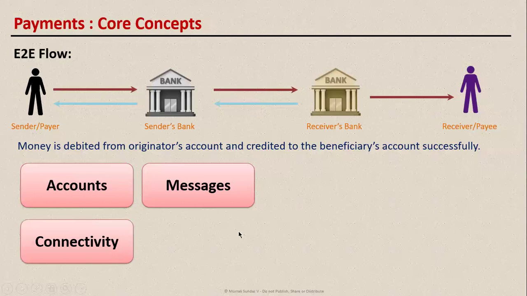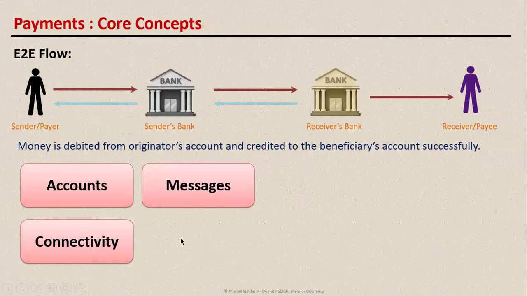And next one is connectivity. Now I have a message, and here I have a sender bank, I have a receiver bank, and a message also. But how do I send a message to the receiver bank? That's where connectivity comes into the picture.